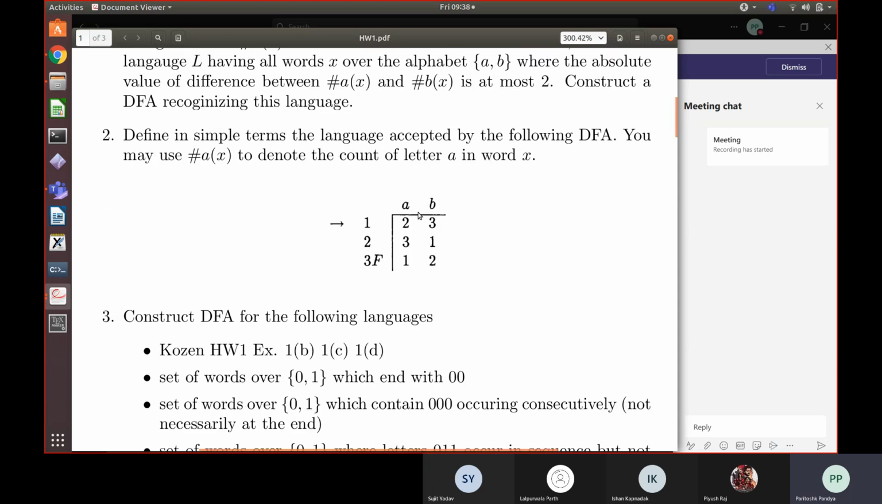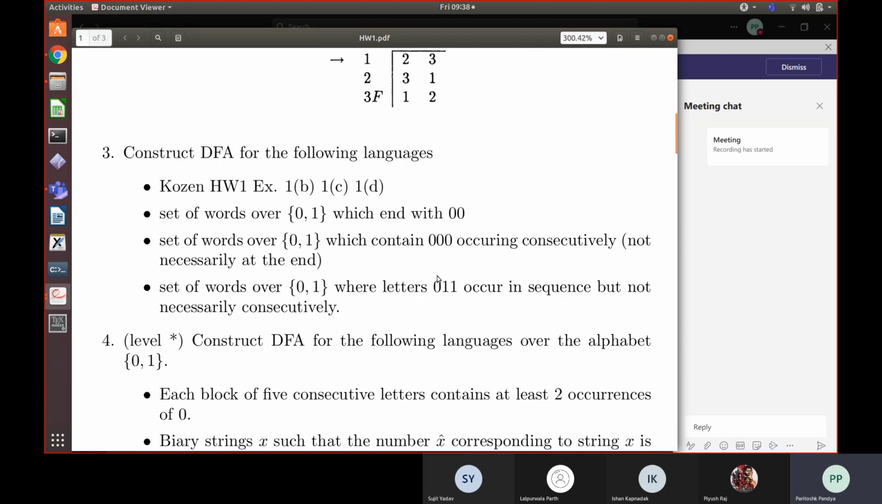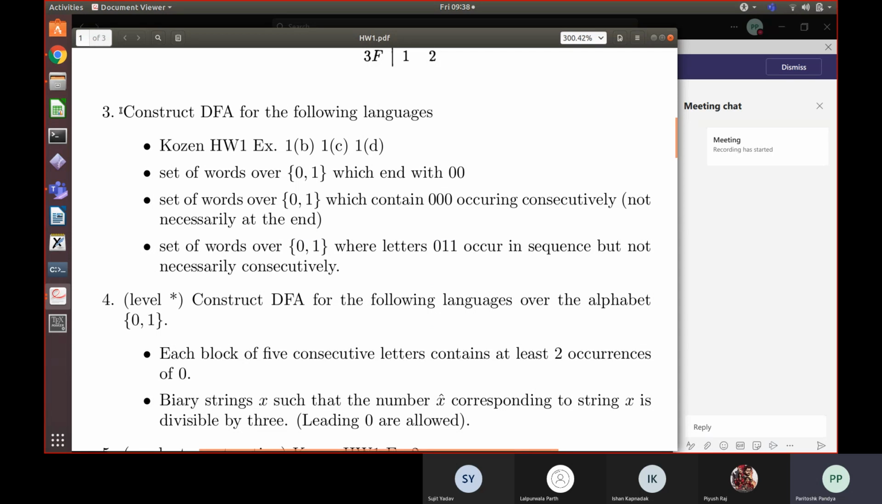Here is a DFA given to you in table form, and you have to describe its language. So try to solve that somewhere. In exercise 3, there are 4 bullets, and the first one has got 3. You don't have to solve all of this. This is just for practice. You can solve some of these, but here some description of the language is given, and you are supposed to construct a DFA for it. So let us try to solve the last one.